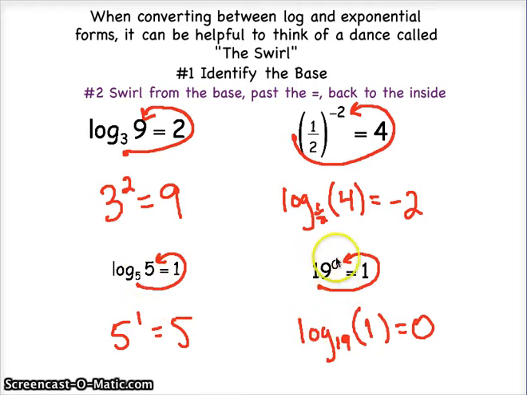The same thing goes if 19 to the 0 power always equals 1, anything to the 0 equals 1, well, log base 19 of 1 has to equal 0. So we just defined two very basic formulas for logarithms. The log base a number of that exact same number will always equal 1, and the log base anything of 1 will always equal 0, basically the reverse of the exponential rules.